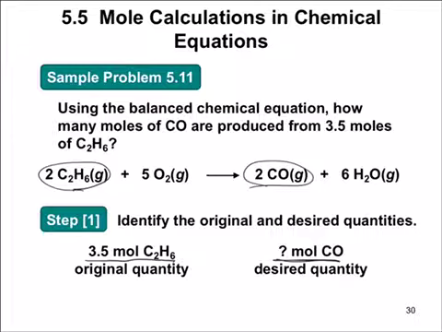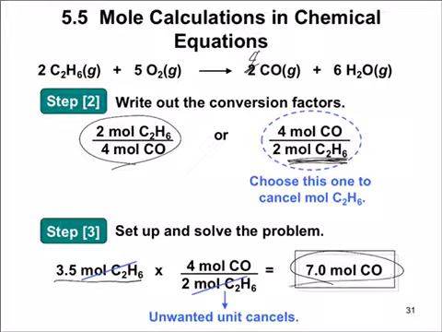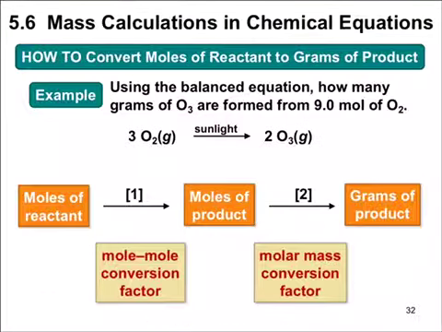Anyone notice an issue? This is not balanced. This should be 4 COs. So here, that should be a 4. And now I got my conversion factors. 2 moles of C2H6 over 4 moles of CO, or 4 moles of CO over 2 moles of C2H6. I want to cancel out my ethane. So now, 3.5 moles of C2H6 times 4 moles of CO over 2 moles of C2H6 gives me 7.0 moles of CO. So let's continue with another one.